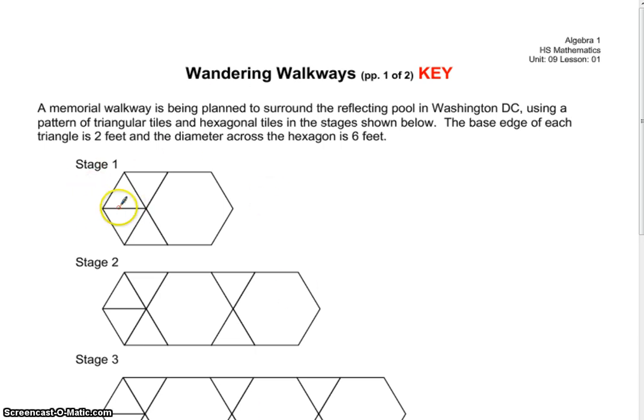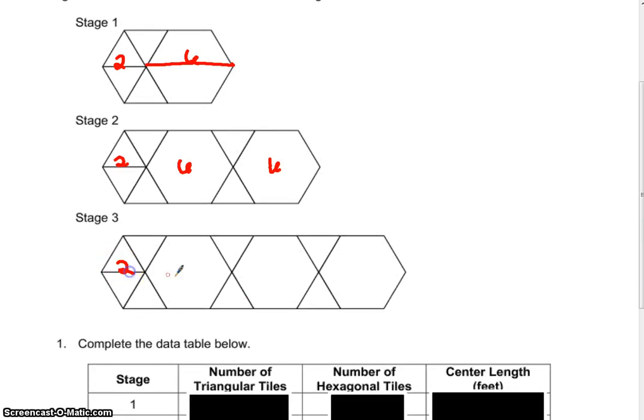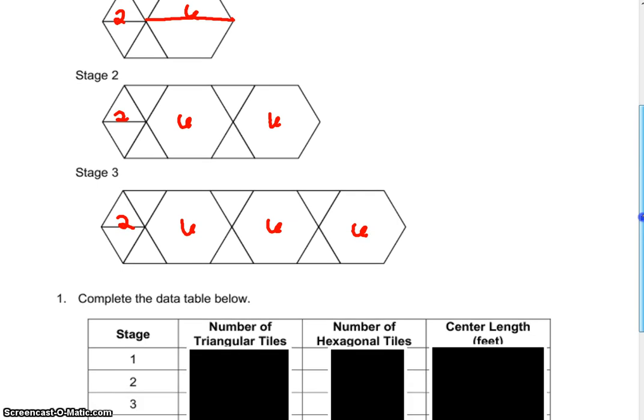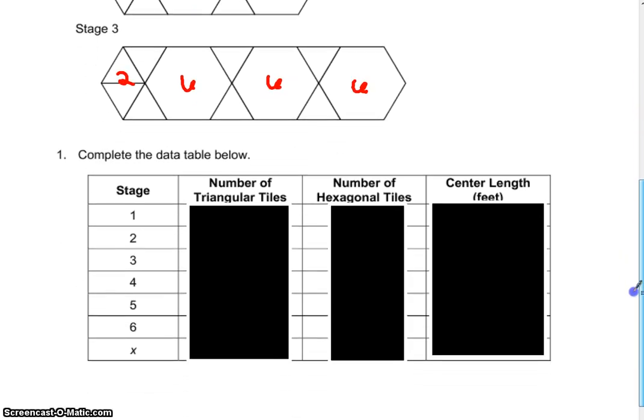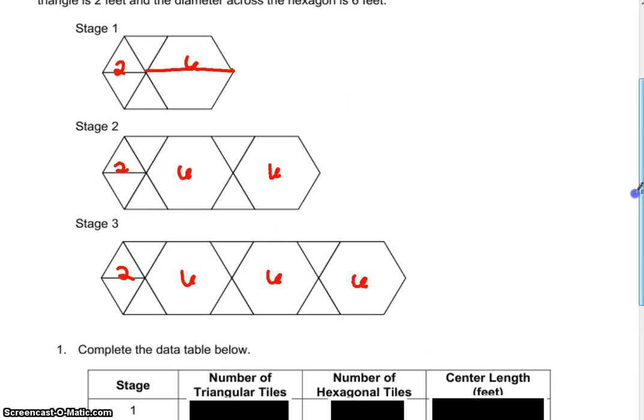So across here is 2, and across here is 6. So we've got 2, 6, and 6. We've got 2, 6, 6, and 6, if that matters. So they want you to complete the table. In stage 1, that would be your first picture.